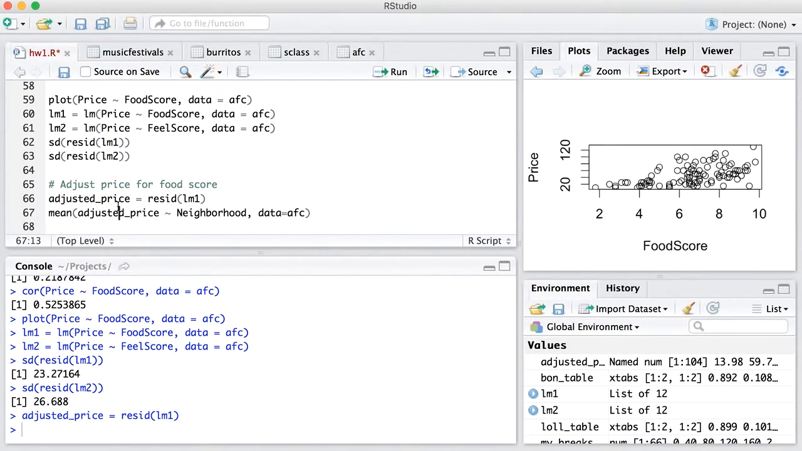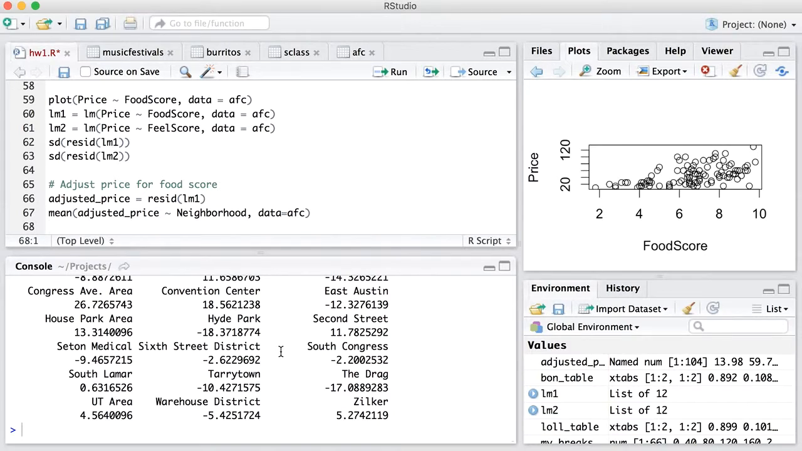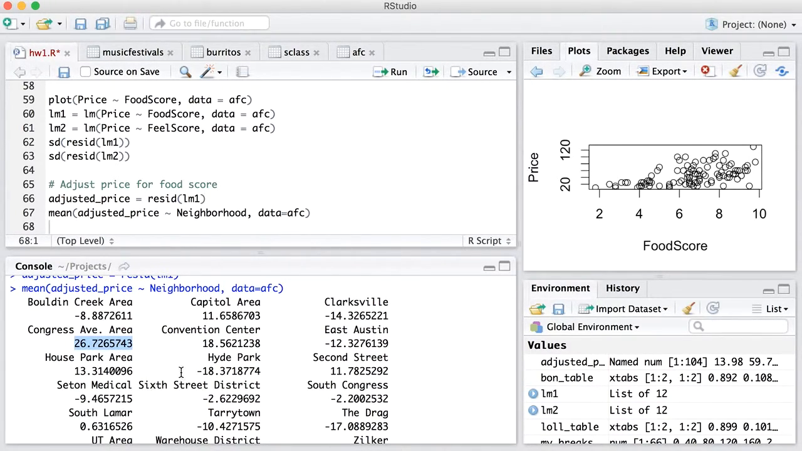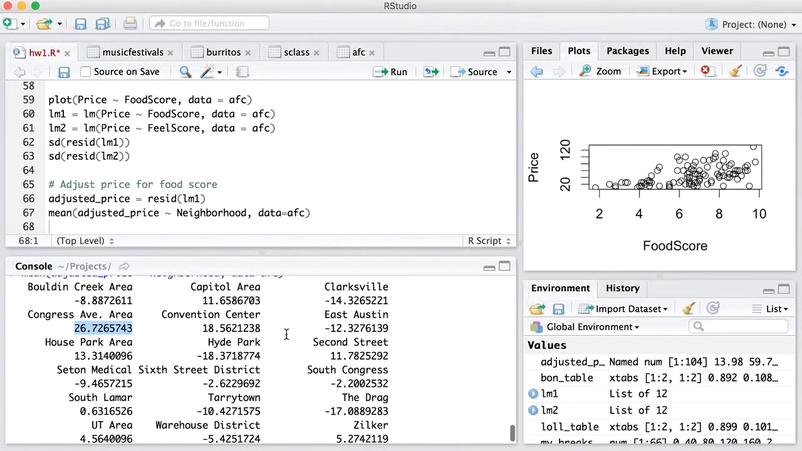And now let's compute the mean adjusted price for a neighborhood. So before it was the mean actual price, but now we've adjusted price for food score. And the picture's a little bit different. So it still looks like Congress Avenue area has the highest price even once we adjust for the quality of food. But 2nd Street is no longer in second place. It's now the convention center, right?